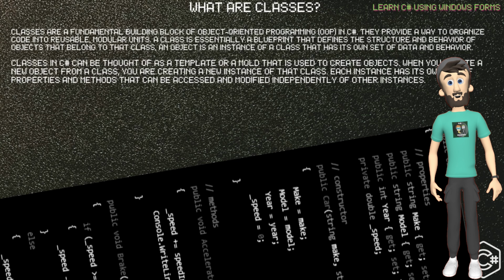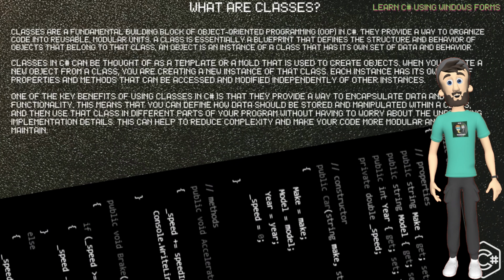When you create a new object from a class, you are creating a new instance of that class. Each instance has its own set of properties and methods that can be accessed and modified independently of other instances. One of the key benefits of using classes in C# is that they provide a way to encapsulate data and functionality. This means that you can define how data should be stored and manipulated within a class, and then use that class in different parts of your program without having to worry about the underlying implementation details. This can help to reduce complexity and make your code more modular and easier to maintain.